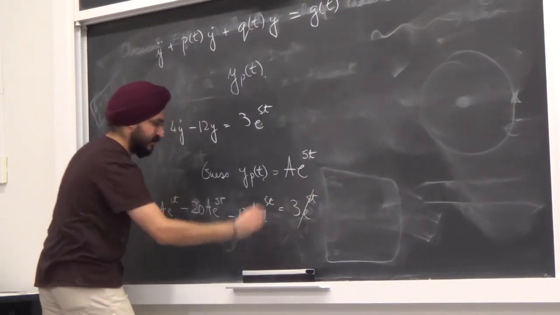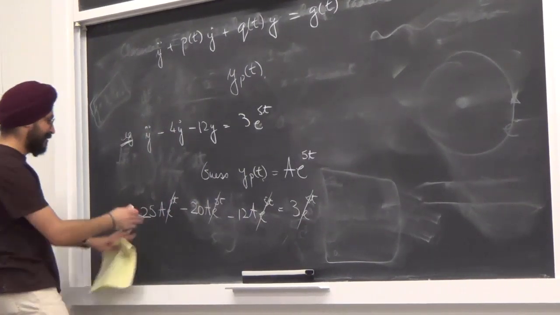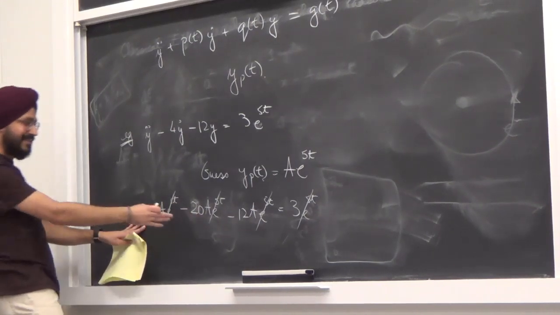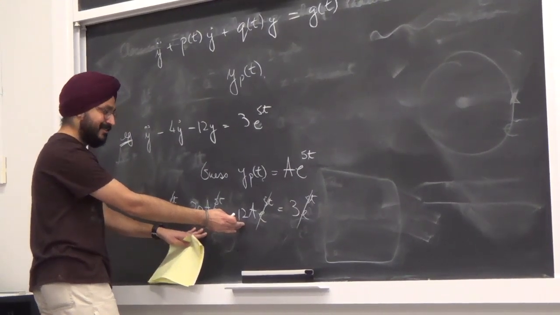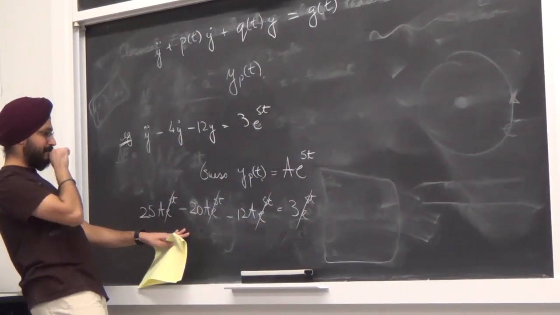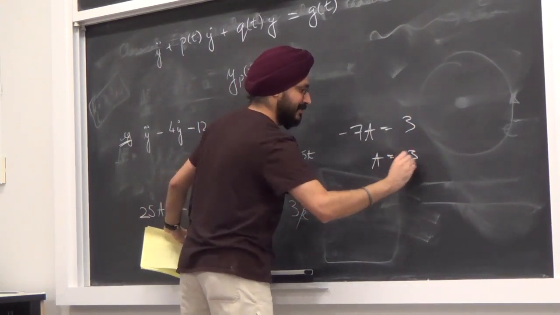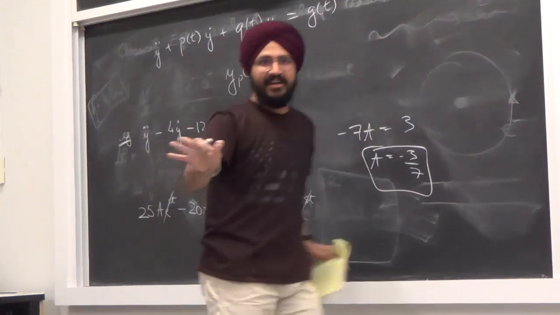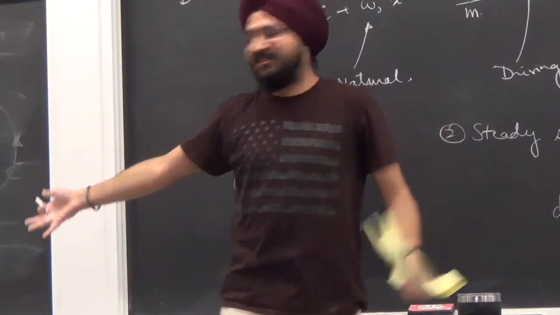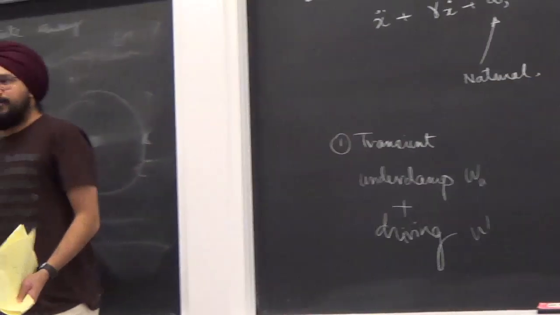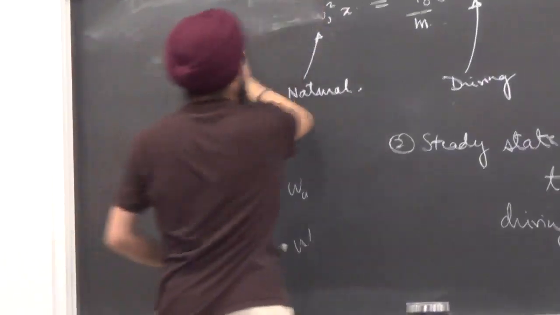E to the 5t is shocked. Massacre everywhere. All go away. What do I have? 25a minus 20a. That's 5a minus 12a is minus 7a. So minus 7a is 3. a is minus 3 over 7. Found the value of a. And you found the particular solution for this value of a. You got the idea. Okay? We'll do one more quick example and then try and wrap up.